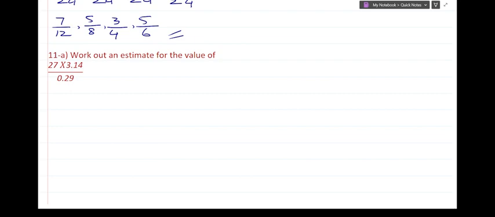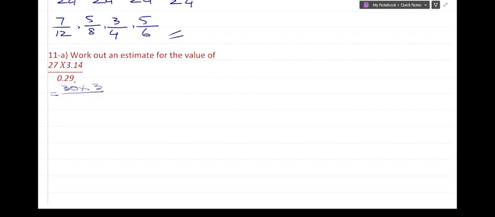Question 11a. Work out an estimate for the value of 27 times 3.14 divided by 0.29. Here it's not given up to how many significant figures we have to do the estimation. In that case, you can consider it up to one significant figure. So 27: since 7 is greater than 5, we can consider 27 as 30. 3.14: 4 is less than 5, so this will become 3.1, and 1 is also less than 5, so ultimately we'll have 3.